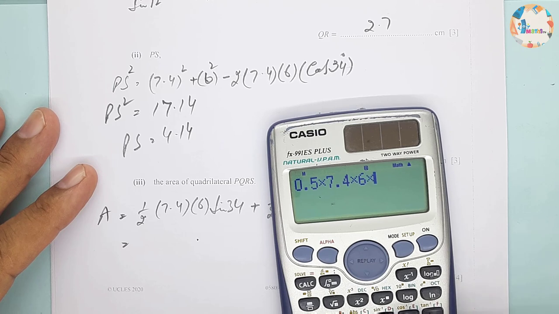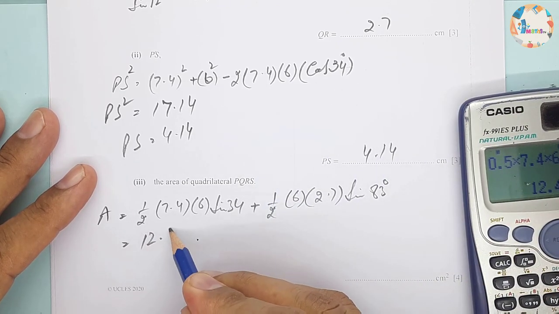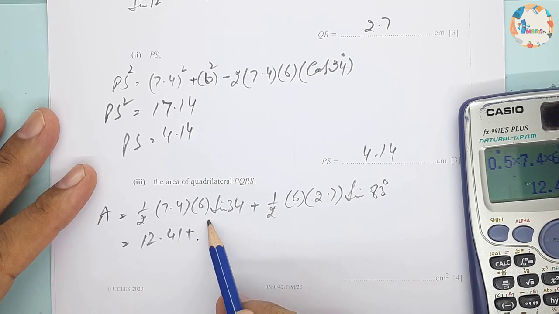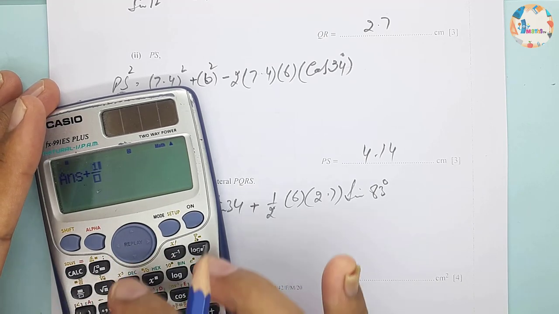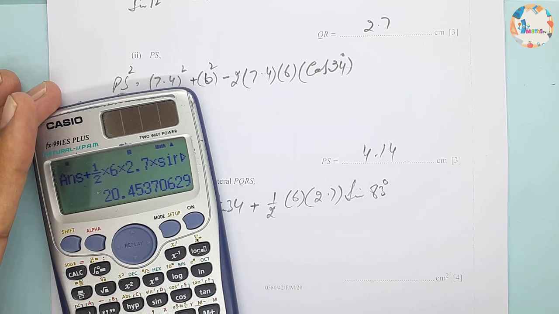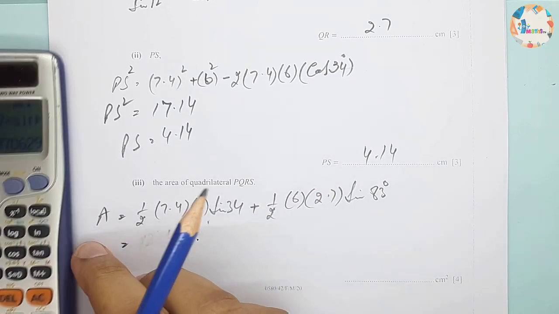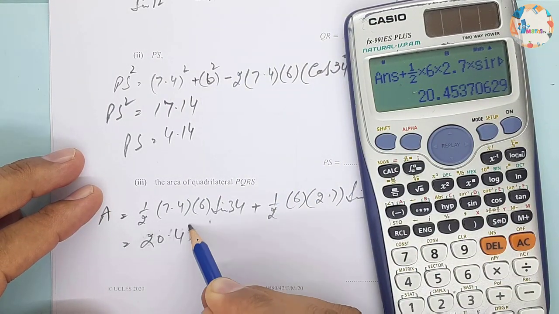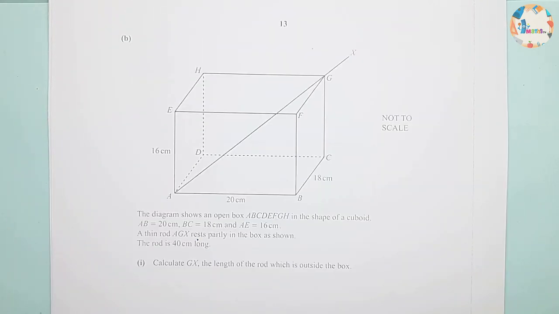If we calculate this, this will be 1 by 2, 0.5, into 7.4, into 6, into sine of 34, which will be equal to 12.41, plus 1 over 2 multiplied by 6, multiplied by 2.7, and multiplied by sine of 83 degrees. So this will be equal to 20.45. So directly we can write the answer, 20.45 centimeter square. Hopefully you got this answer as well.